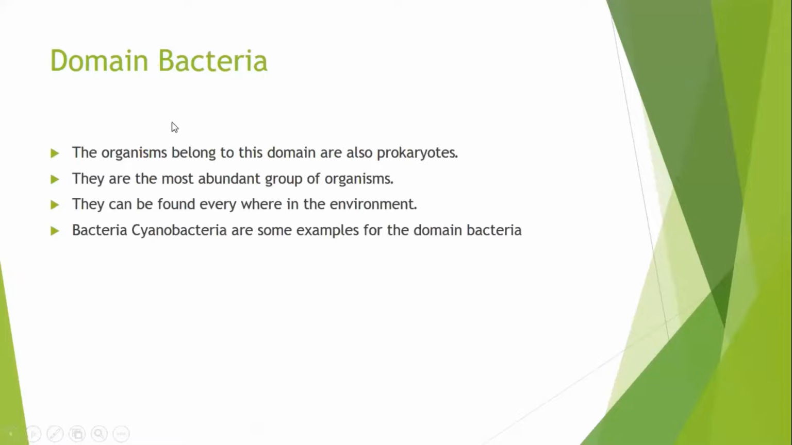Domain Bacteria. It is the second domain type that comes under the natural classification of organisms. The organisms that belong to this domain are also prokaryotes. They are the most abundant group of organisms. They also can be found everywhere in the environment. Bacteria and cyanobacteria are some examples for the domain Bacteria.